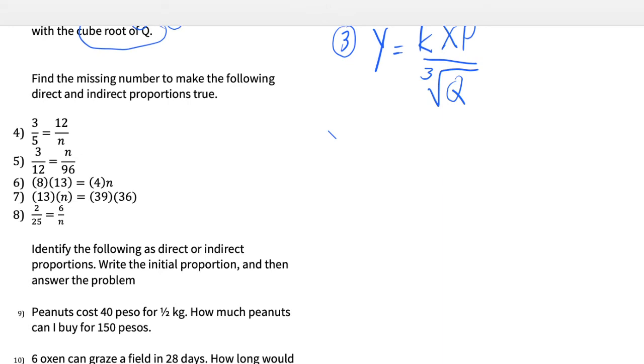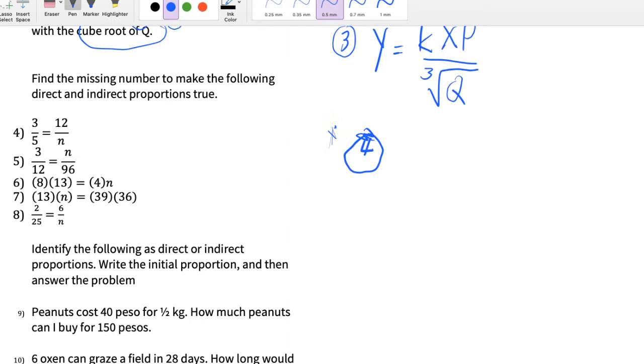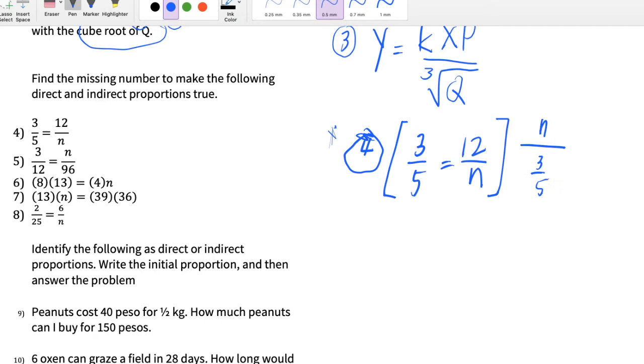Number 4. 3 over 5 is equal to 12 over n. So, paano ito isosolve? Lipat lang natin ito or divide both sides by 3 over 5 and then multiply both sides by n. Yun yung technical way of doing it, okay? Multiply this by n over 3 over 5. Or in other words, yung n dito, magka-cancel lang. May iwan ka with n here. Magka-cancel lang: n is equal to 12 over 3 over 5, which is equal to 12 times 5 over 3.